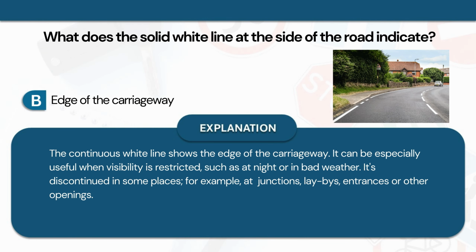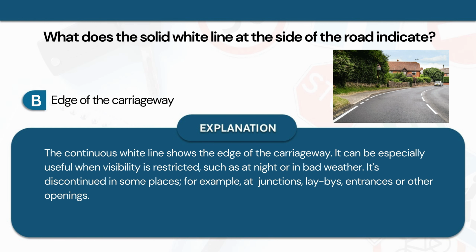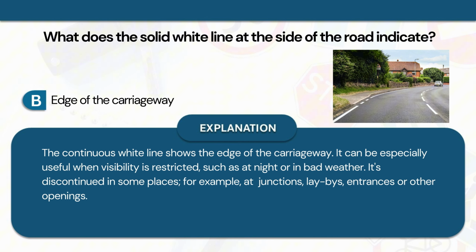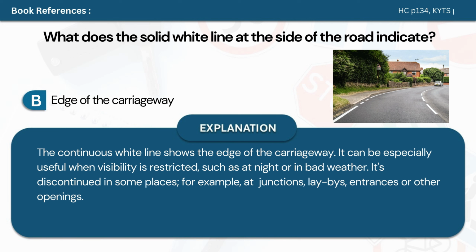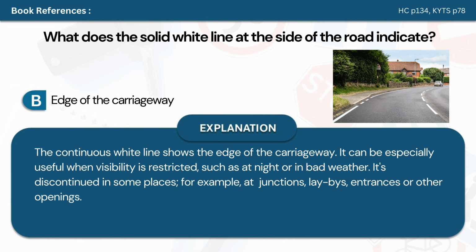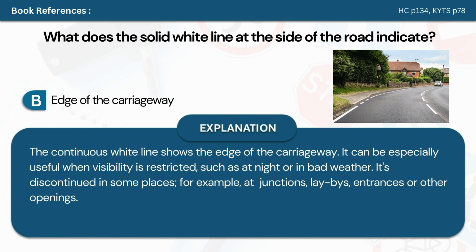The continuous white line shows the edge of the carriageway. It can be especially useful when visibility is restricted, such as at night or in bad weather. It's discontinued in some places, for example, at junctions, laybys, entrances, or other openings.